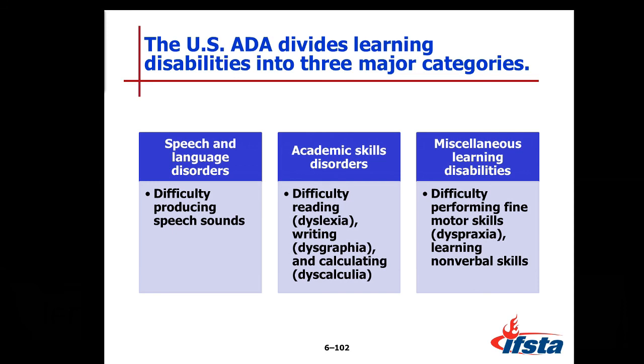The ADA, one of our federal laws that talks about learning, puts learning disabilities in three major categories. You have your speech and language disorders, where you have difficulty producing speech sounds. You have academic skills disorders, difficulty reading, writing, and calculating. And you have students that have miscellaneous learning disabilities. They have difficulty performing fine motor skills or learning nonverbal skills.